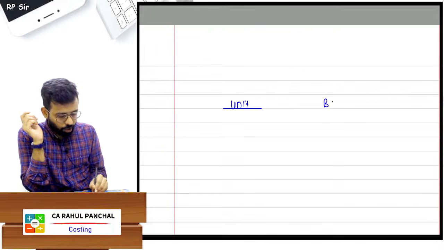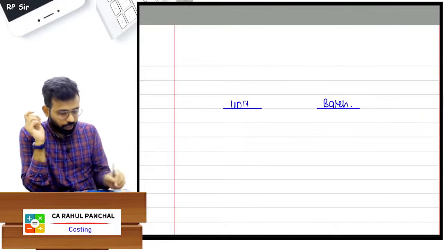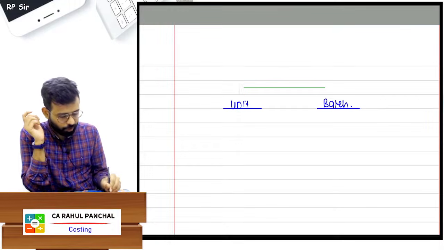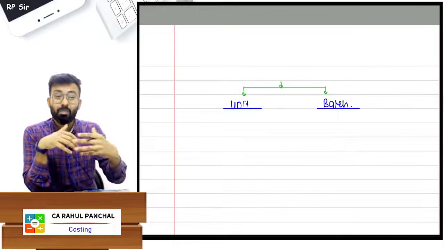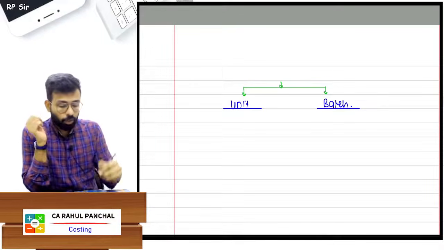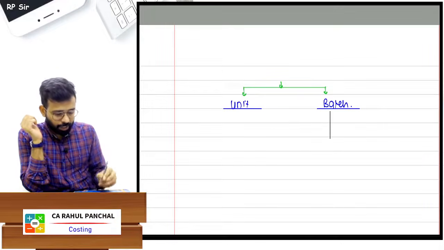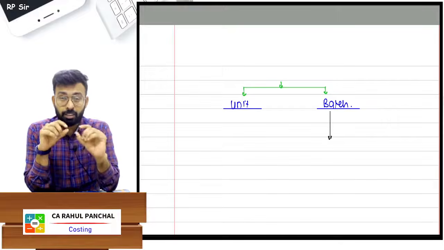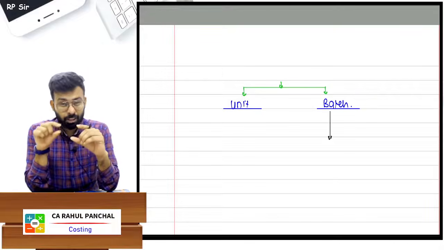When I say batch costing, it means production is done in one batch. There are various examples which you can see, like companies where the production is done in batches. When you buy anything, you can just check. There are certain products where it is written that the batch number is this.